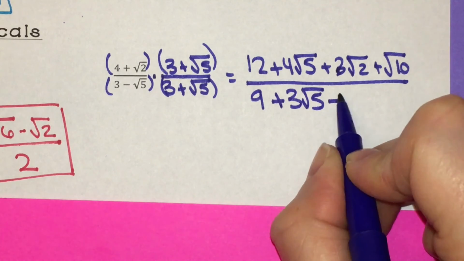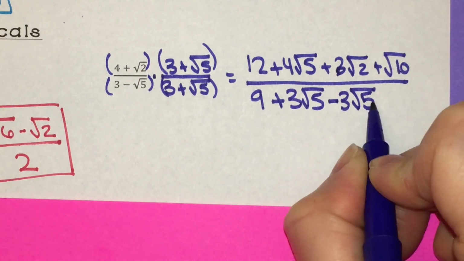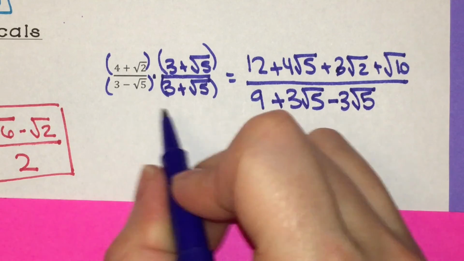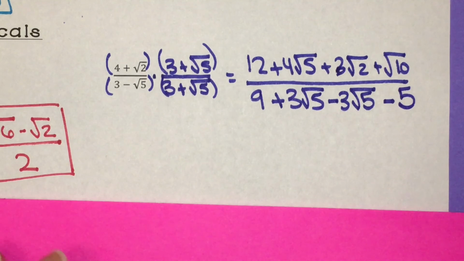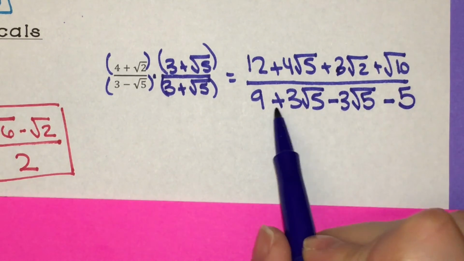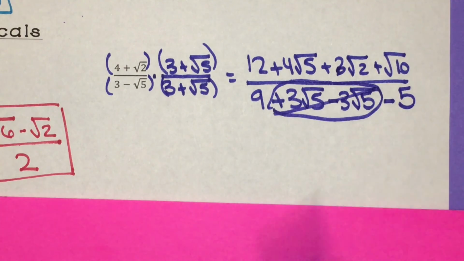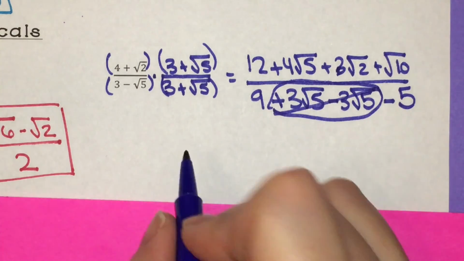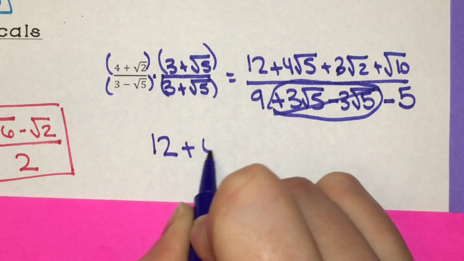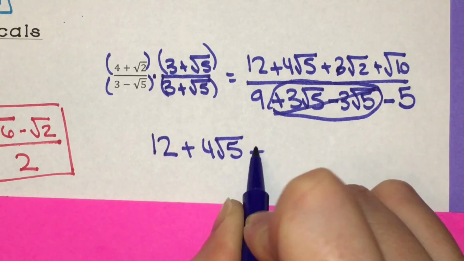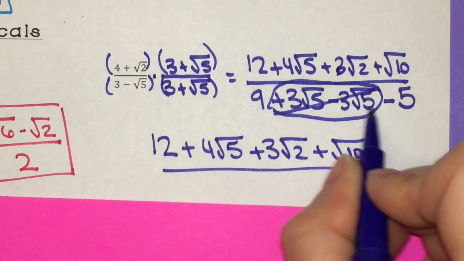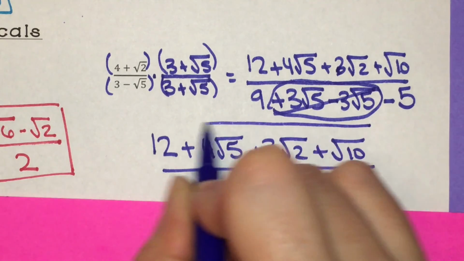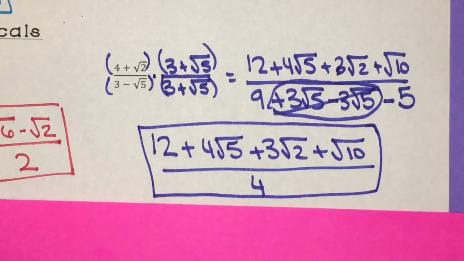Negative square root of 5 times 3. And put that 3 in front. Make sure the square root of 5 is in back. So negative times the positive is a negative. Square root of 5 times the square root of 5 is 5, because it's just square root of 5 times 5, which means you can bring a 5 out. Middle terms will cancel each other out. They're exactly the same, but one's positive, one's negative. So we have 12 plus 4 square roots of 5, 3 square roots of 2, square root of 10, over 9 minus 5 is 4. That's our answer.